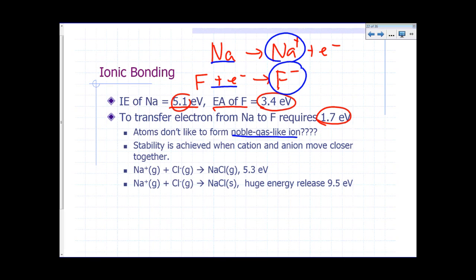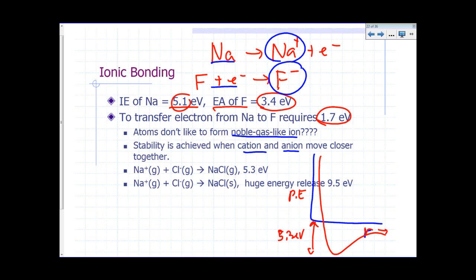Where does the stability actually come from? It is achieved when the cation and the anion move closer together. If you remember, you can plot potential energy versus the distance between 2 particles. So in the case of 2 ions, the typical plot would look like this. So this is potential energy versus distance. Distance here is r. And in fact, this well depth, we talked about this earlier in the semester, is about 5.3 electron volts.